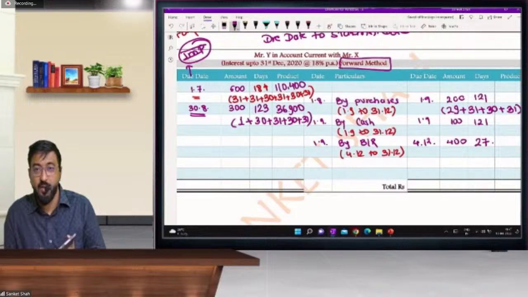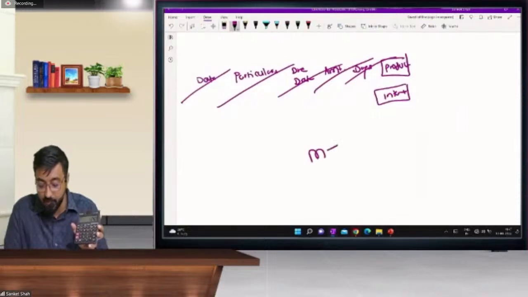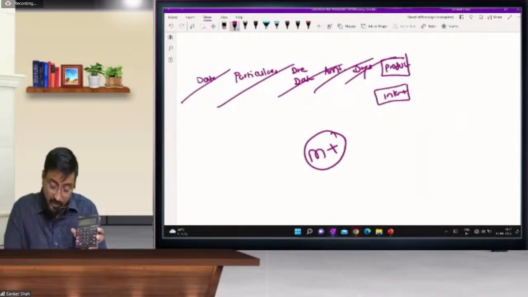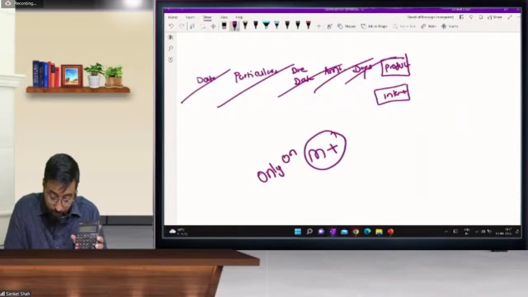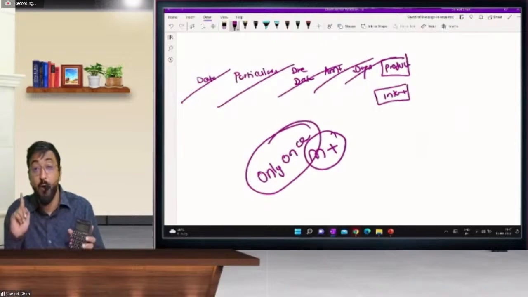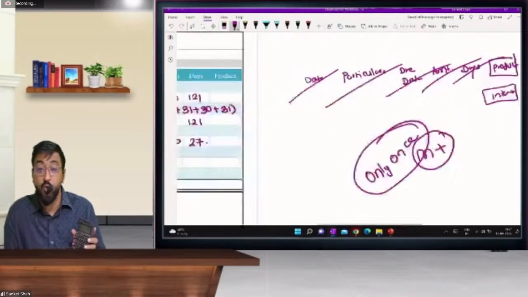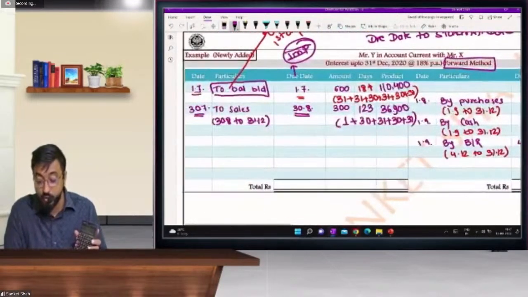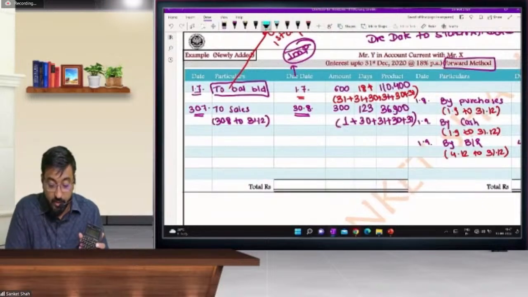Let me teach you the memory plus function once. 600 into 184, do memory plus. 1,10,400. So on your calci there is a button which is memory plus. Please press it only once, because you have to take a total of these two. So you have to take this total.